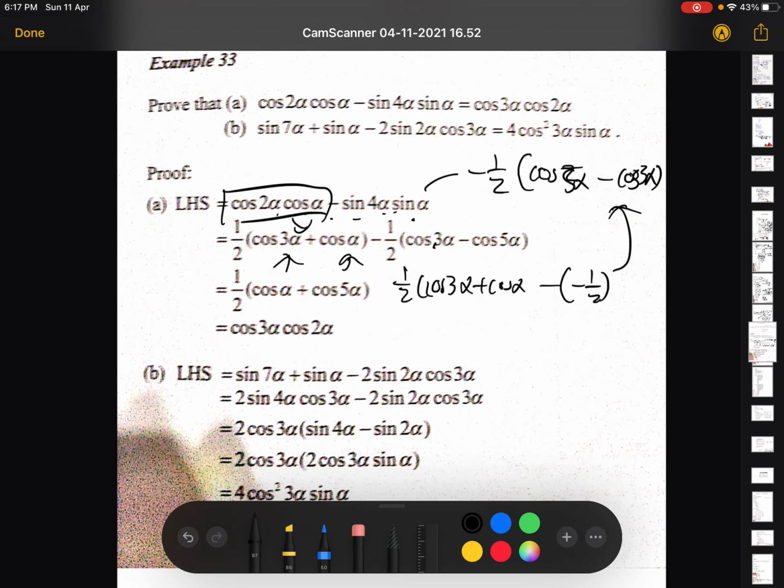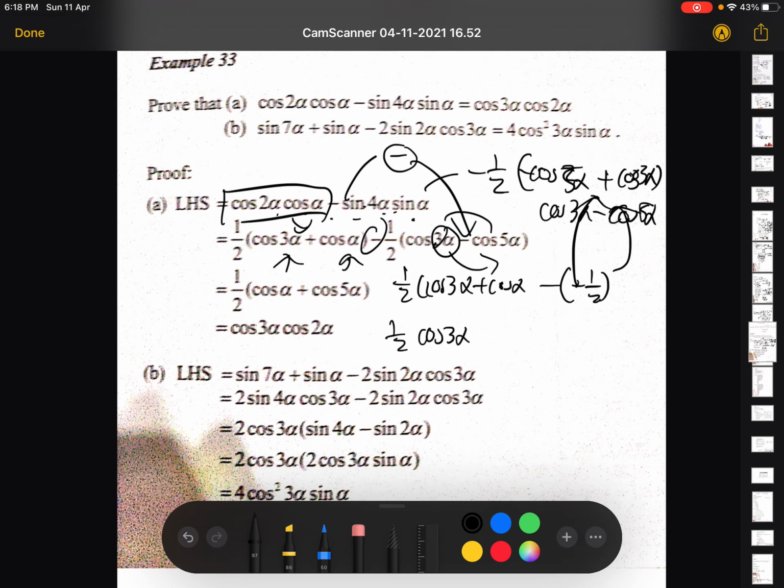So the reason why it's 3 alpha first is because I put the negative in here. So this becomes plus, this becomes minus. So it's cos 3 alpha minus cos 5 alpha. That is why here is negative, because if it's sine, then you must have a negative sign here. I was wondering why it wasn't plus, but I realized it's because the minus is instead put in here, so this thing is actually terbalik. So you can also write 1 over 2 cos 3 alpha plus cos alpha, plus 1 over 2 cos 5 alpha minus cos 3 alpha, and then you get the same thing.